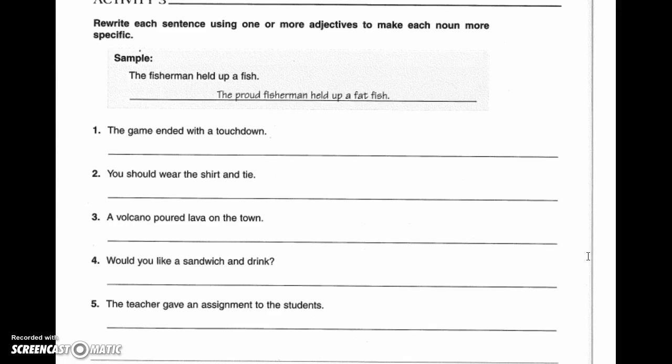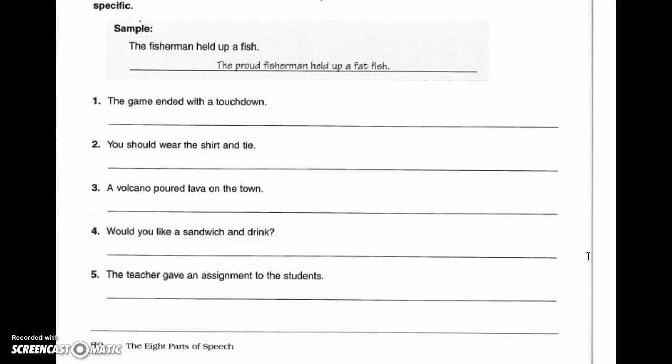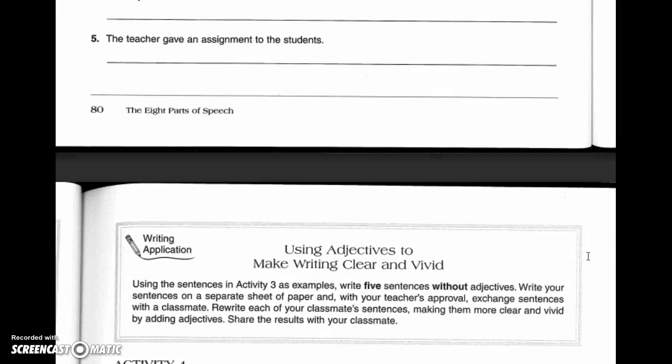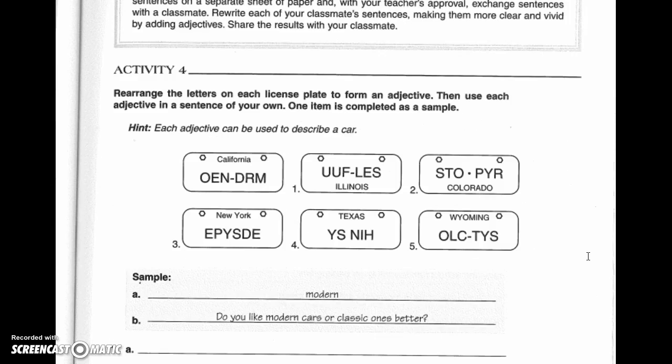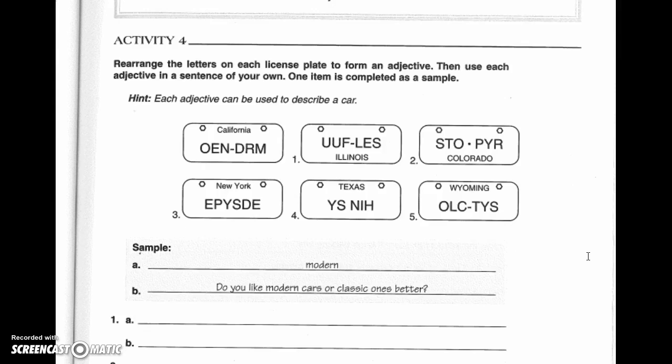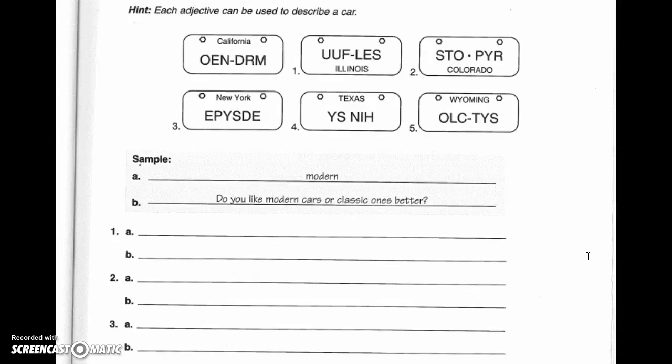Activity 3, we're going to skip, as well as activity 4, for reasons I don't have to tell you. This is just a word scramble and then talking about word cards and making sentences. So as far as the skill set, we're going to move on to activity 5.